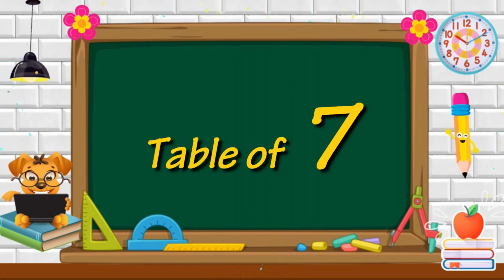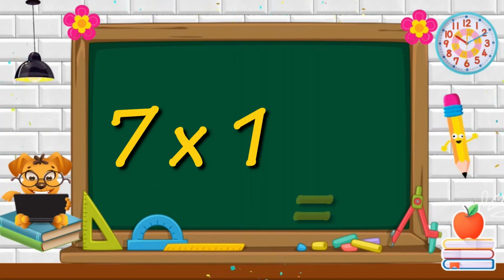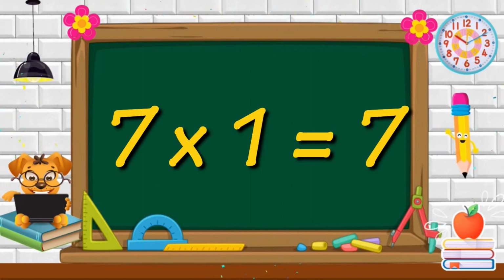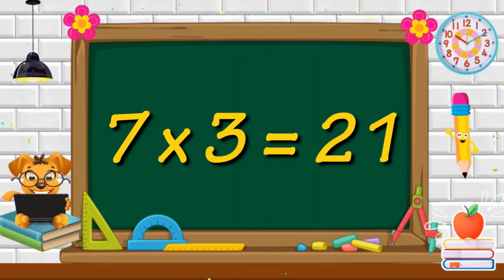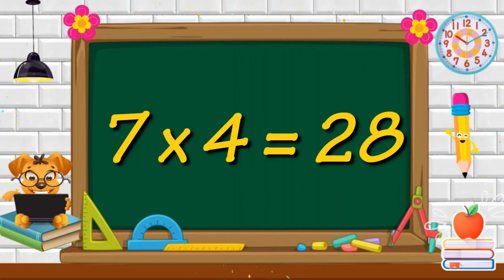Now table of 7. So let's start. 7 ones are 7. 7 twos are 14. 7 threes are 21. 7 fours are 28.